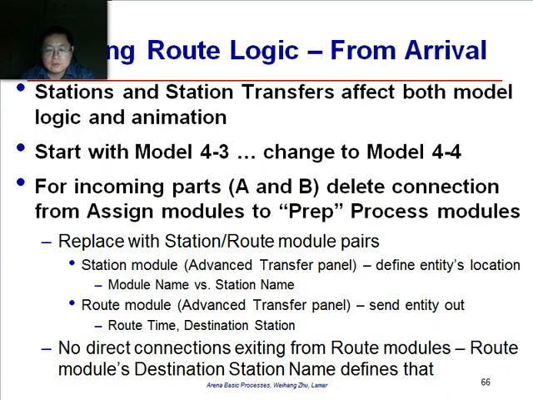We start with Model 4-3 and modify it to Model 4-4. We will use two modules in the advanced transfer panel, station and route. Basically, we replace the direct connection with station route module pairs. See Model 4-4. This makes the model look complex with more modules, but essentially this only adds the transfer time to the model.